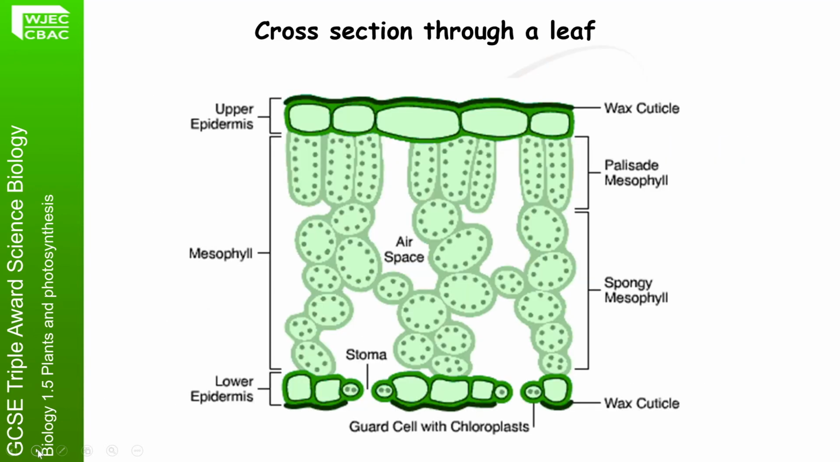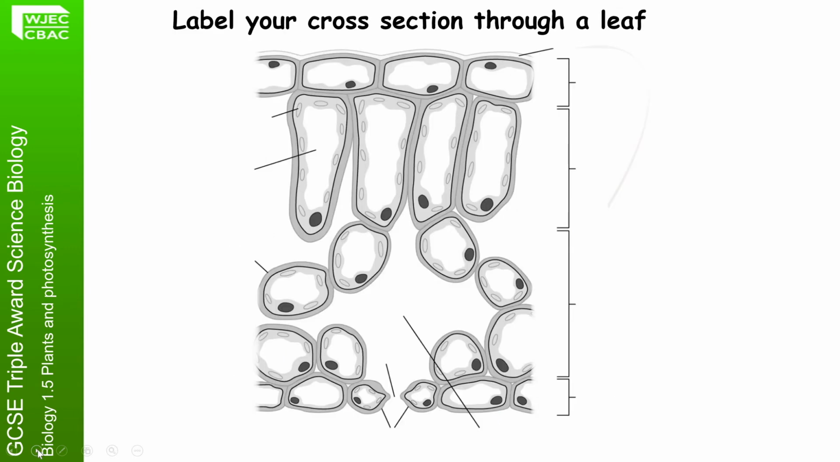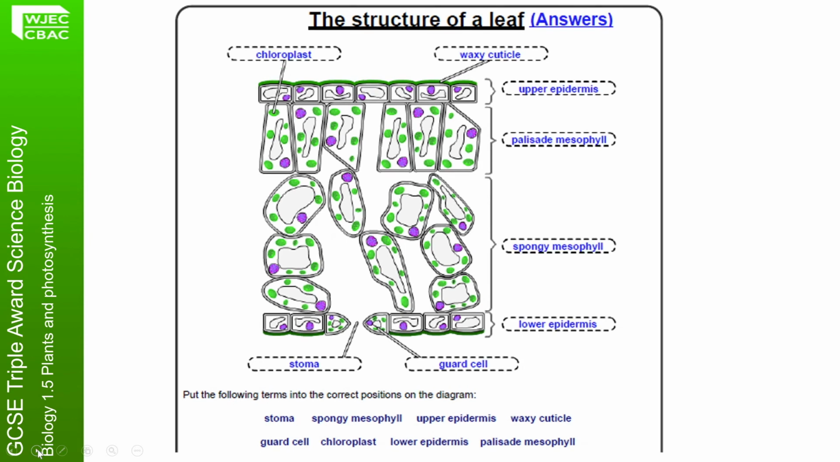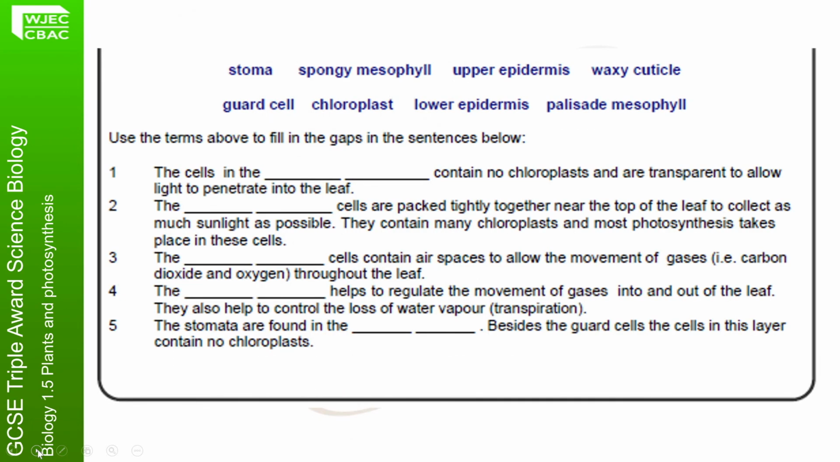Here we can see the labelled cross-section. See if you can label your cross-section through a leaf, which is on page 5 in your booklets. And at the bottom of page 5, design an ideal leaf that would maximise photosynthesis. Finally, pages 6 and 7 help you to summarise what you have learned about the structure of the leaf. And the answers are within the PowerPoints too.